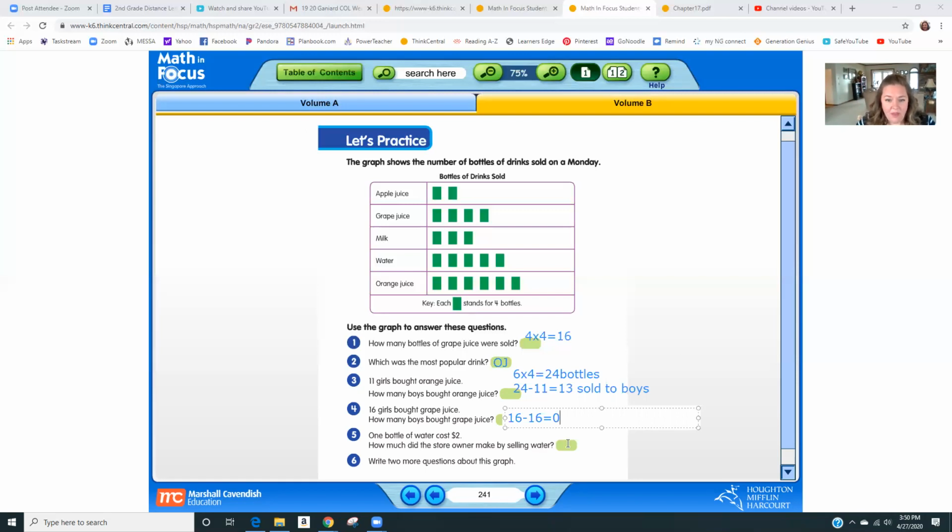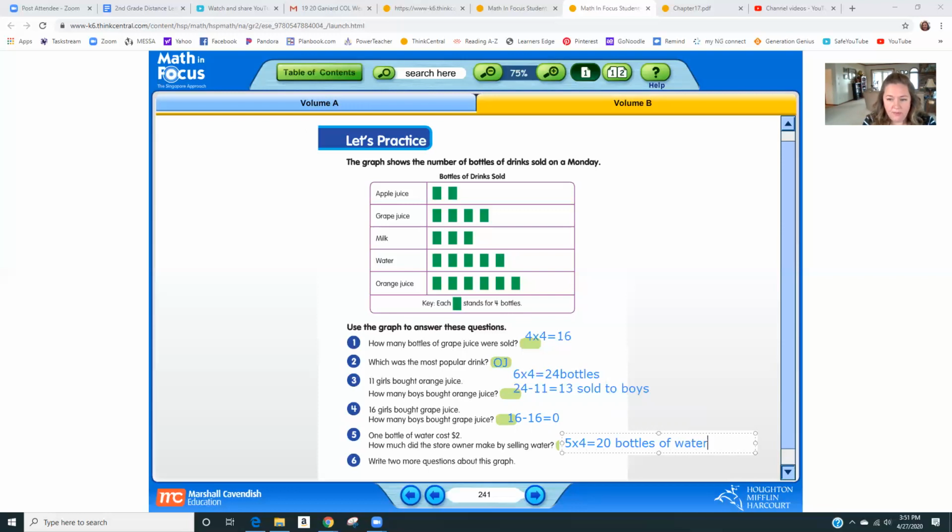Number 5, 1 bottle of water costs $2. How much did the store owner make by selling water? Well, in order to answer this question, we have to find out how much water was sold on Monday. Let's go back up and read our picture graph. We have 1, 2, 3, 4, 5 rectangles, so 5 symbols for water. Each symbol stands for 4 bottles sold. 5 times 4 is 20 bottles of water. But that doesn't answer our question yet.